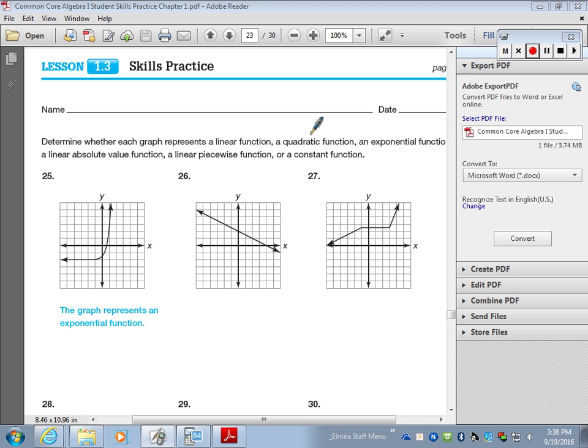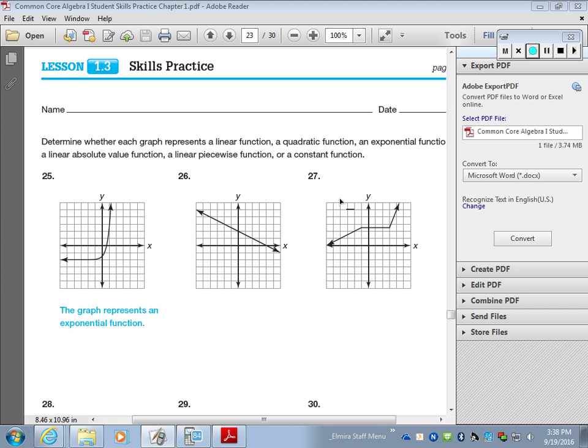Quadratic makes a U shape. Exponential makes that curve that, see, it goes up and then seems to flatten out. Okay? Absolute value function is that V shape. And piecewise is one that just kind of zigzags. A constant function, I'm not drawing a very good flat line here, is one that is flat.